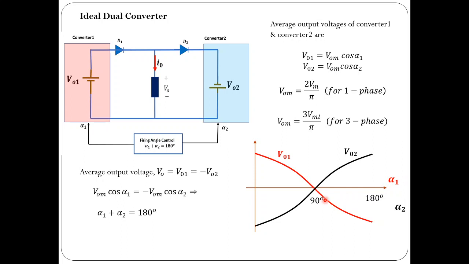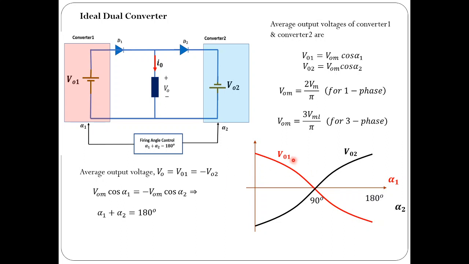As alpha 1 is varying from 0 to 90, you can see that V01 is positive. But what is V02? For V02 you would have negative voltage. It is connected in anti-parallel, no? If alpha 2 is varying between 0 to 90 degrees, you would have voltage with this polarity, positive, so with respect to the V01 polarity, that is going to be negative. That is what is indicated here. And if you increase alpha 1 and alpha 2 beyond 90 degrees, you are going to have this kind of variation for the average voltage across each converter, right?